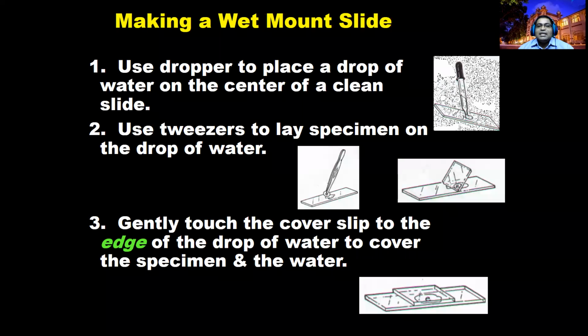Take a clean slide and use a dropper to place a drop of water on the center of the clean slide, right? So you have taken these slides, then put a drop of water over the clean slide using the dropper, then use a tweezer to lay the specimen on the drop of water. This is a tweezer or forceps, or some very delicate needles you can use to take the specimen from the culture or from any samples.